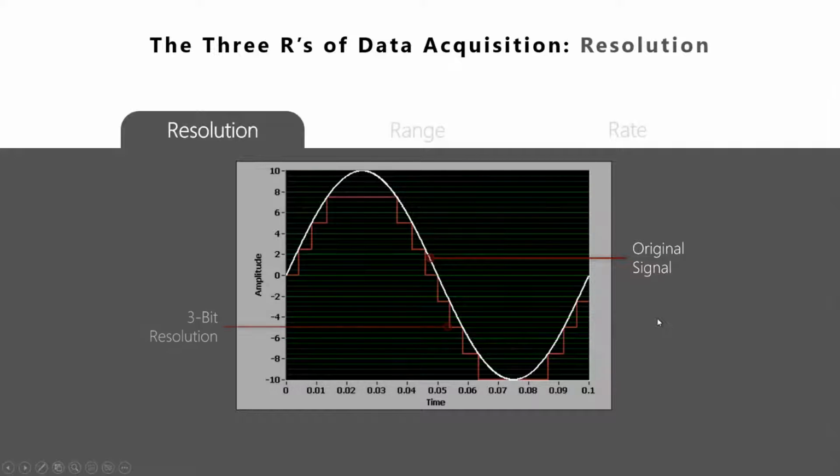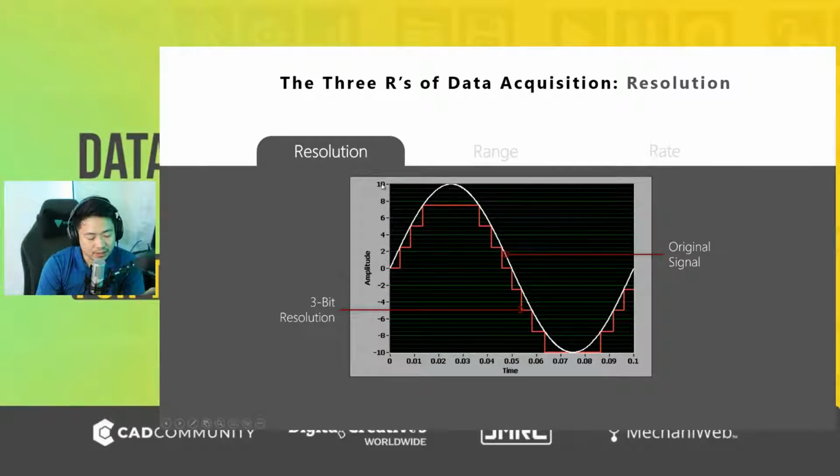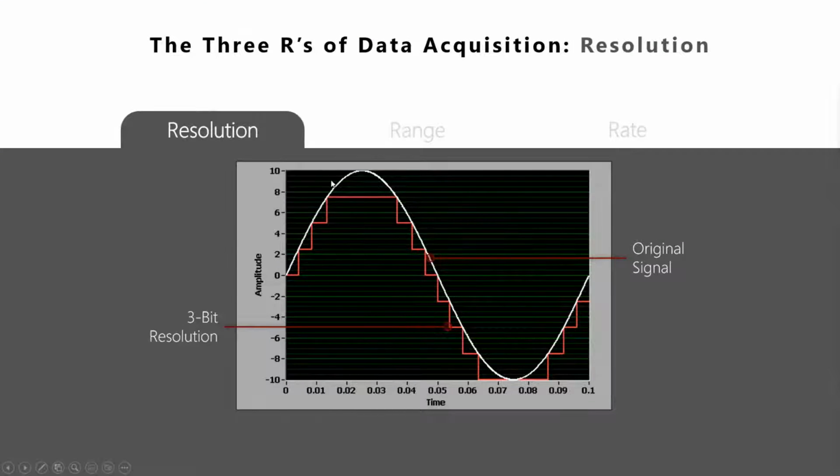To figure out the number of binary levels based on the resolution, you can simply calculate 2 raised to the resolution. The resolution of my data acquisition device right now is 3. So 2 raised to 3 is equal to 8. Meaning I am able to represent my signal in only 8 voltage levels, across a range of negative 10 to 10, which is 20 volts.